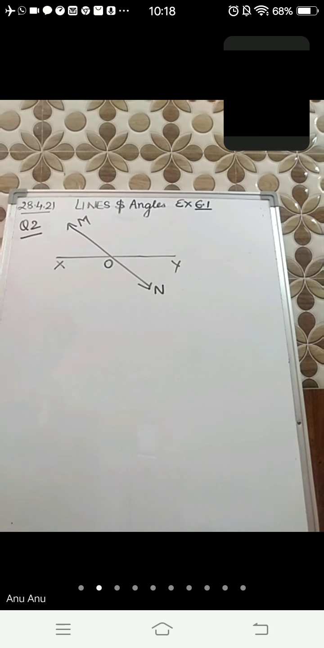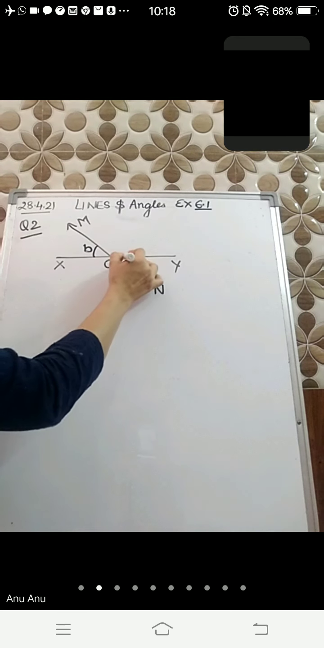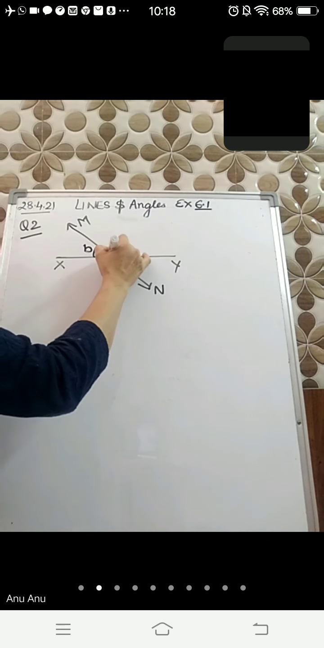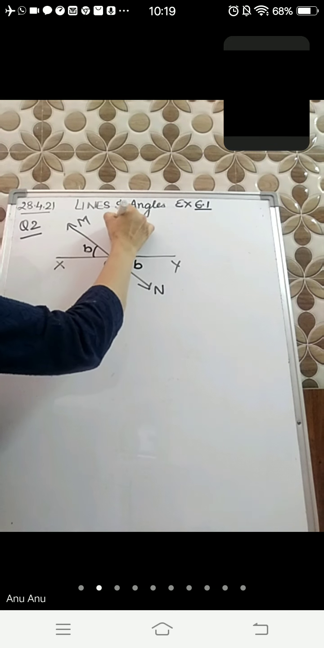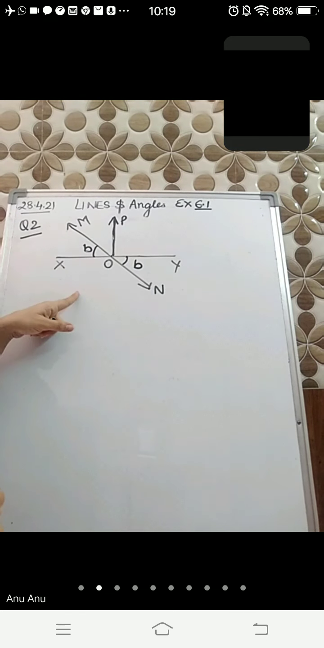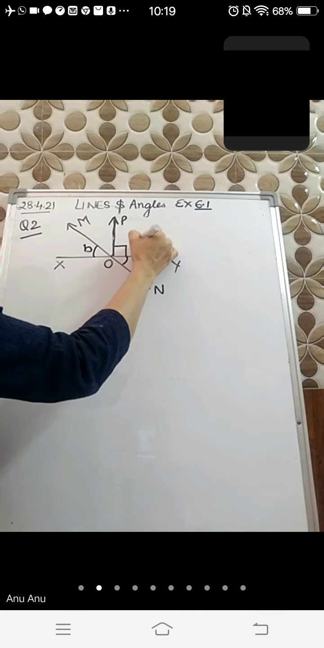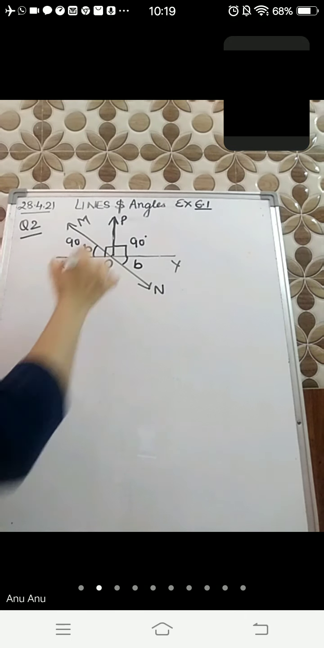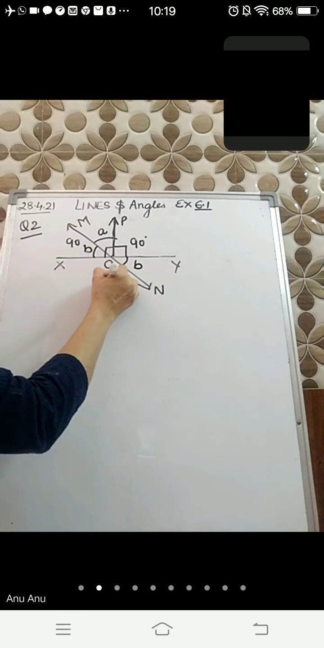Now look here, beta. As you can see, these two lines are intersecting each other. So if this angle is B, then this angle is also B by vertically opposite angles. And here one line is there, that is OP, which is perpendicular on this baseline XY. As it is perpendicular, this angle is 90 and this angle is also 90. And this angle is given to be A. And this angle is C.